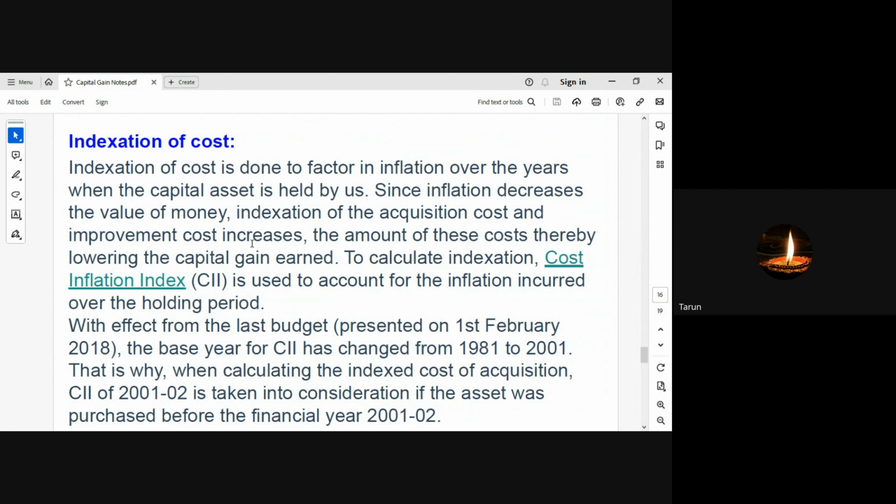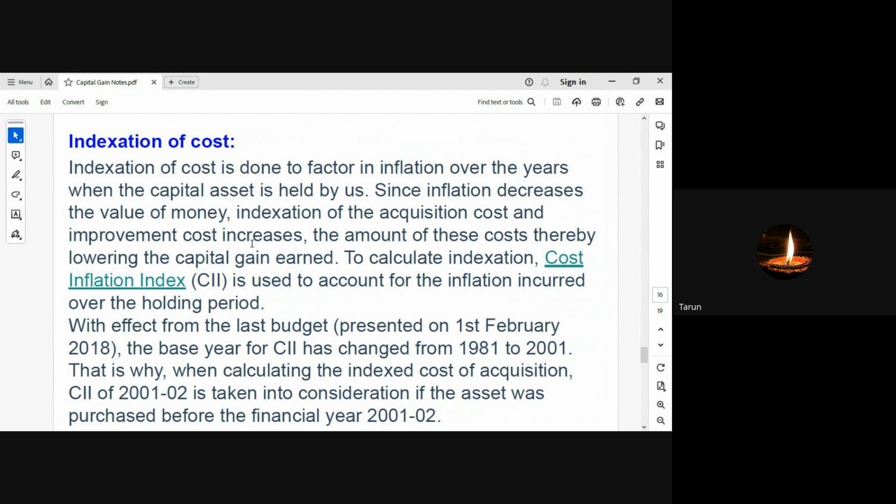To handle such costs, we need to learn a new concept, that is the cost inflation index. The cost inflation index is used to account for the inflation incurred over a holding period, that is, the period over which we hold our expenses, our profits, and our losses in those particular years.